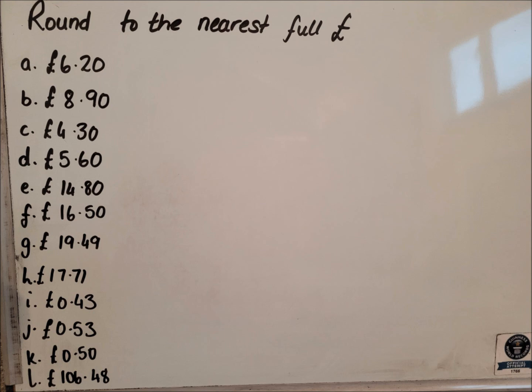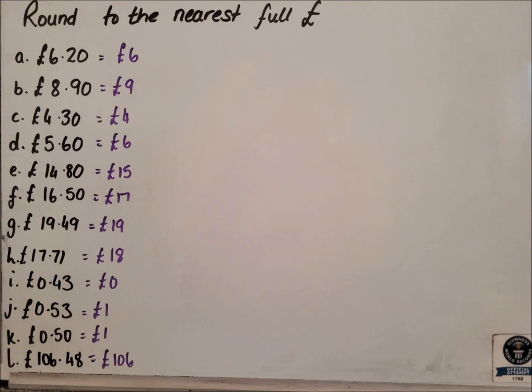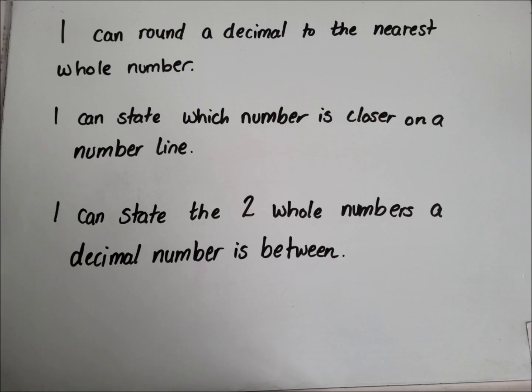Fab, the answers are on the screen just now. So we had 6, 9, 4, 6, 15, 17, 19, 18, 0, 1, 1, and the last one was 106. Well done if you managed to get all of those correct. Hopefully you've been able to work through rounding to the nearest whole number using our knowledge of decimals and using the first number to round everything.